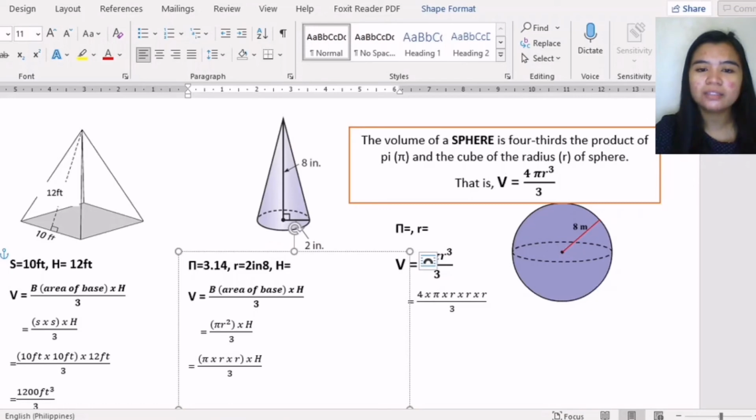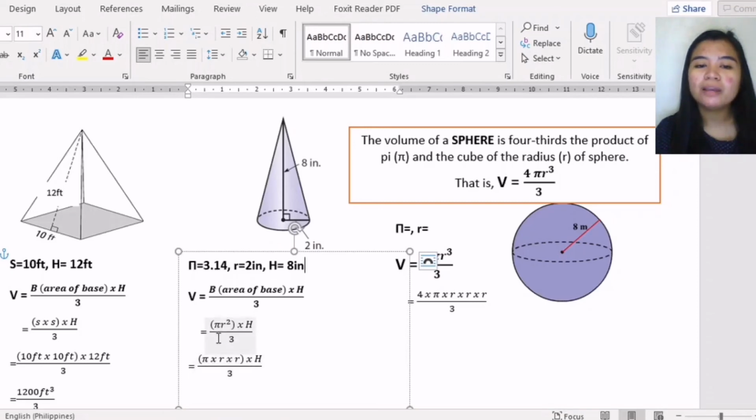Ilagay natin 8 inches. Ayan. So, inalagay na natin yung mga given. So, ngayon, ang gagawin natin is we are going to substitute for the formula. Ayan. So, ang formula ng paghahanap ng volume for the cone, that is pi r squared, which is the area of the circle or the base, and then times height, and then divided by 3.